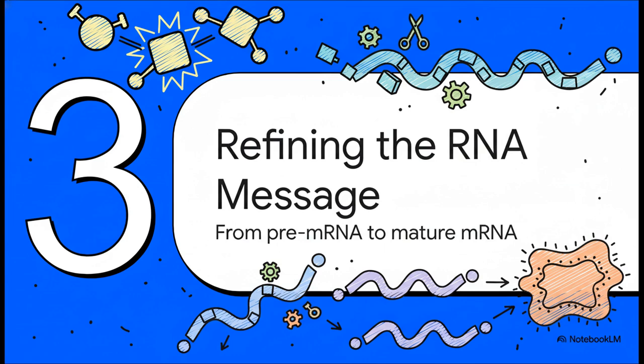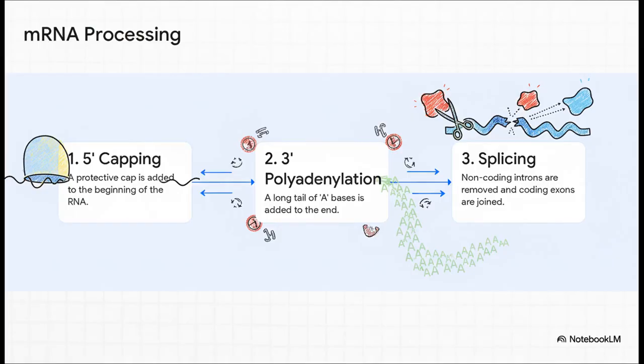All right, so let's say an activator does its job and a gene gets transcribed. The cell makes a pre-messenger RNA. But this first version is just a rough draft. It's not ready for prime time yet. It has to go through some really important editing and processing before it can be translated into a protein. And there are 3 essential steps to this whole process.